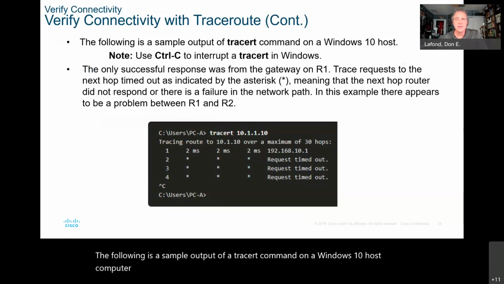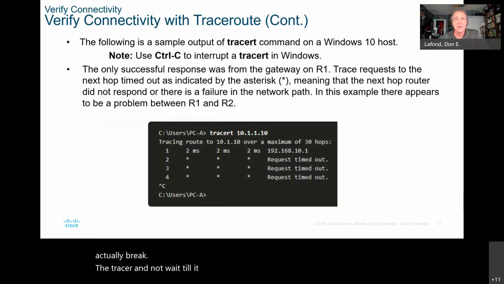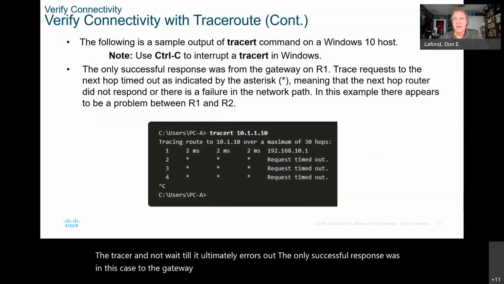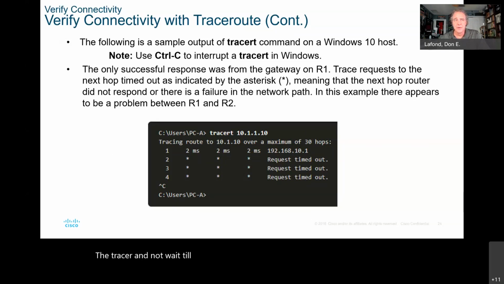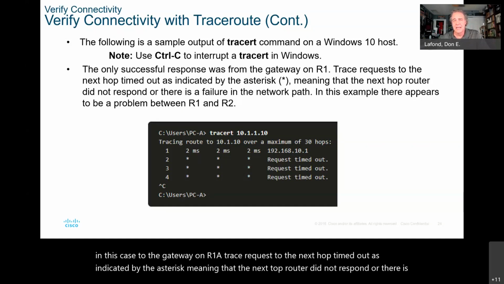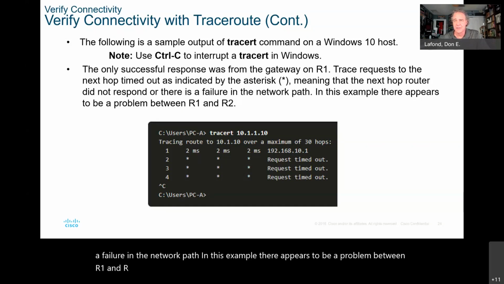Note that if for some reason the connection isn't made, you can actually break the tracert and not wait till it ultimately errors out. The only successful response was, in this case, to the gateway on R1. A trace request to the next hop timed out as indicated by the asterisk, meaning that the next hop router did not respond or there is a failure in the network path. In this example, there appears to be a problem between R1 and R2. You're able to get to R1, but you're not able to get past it.